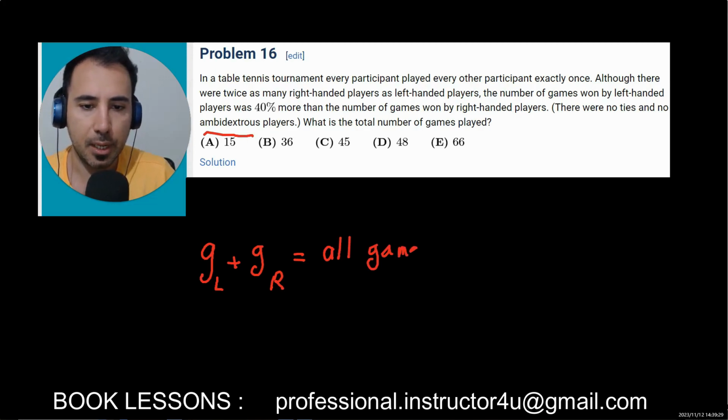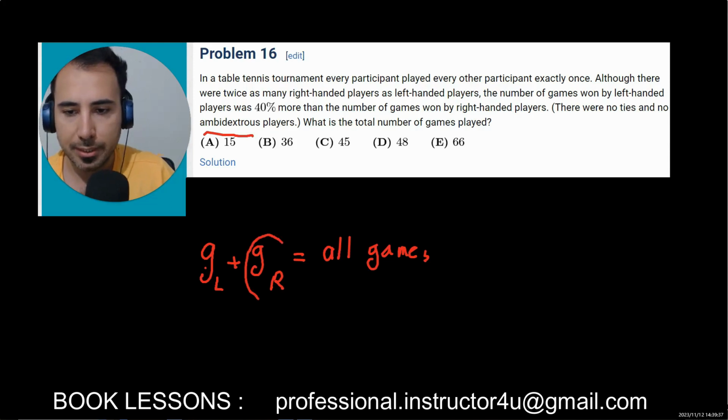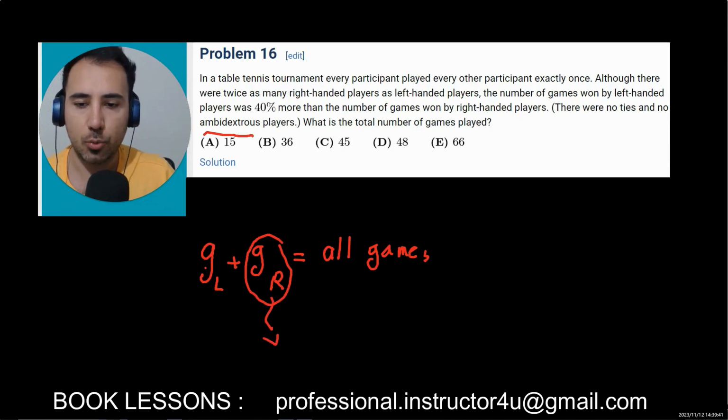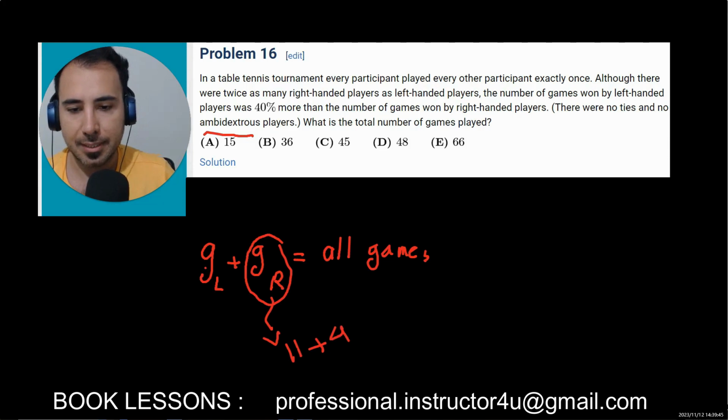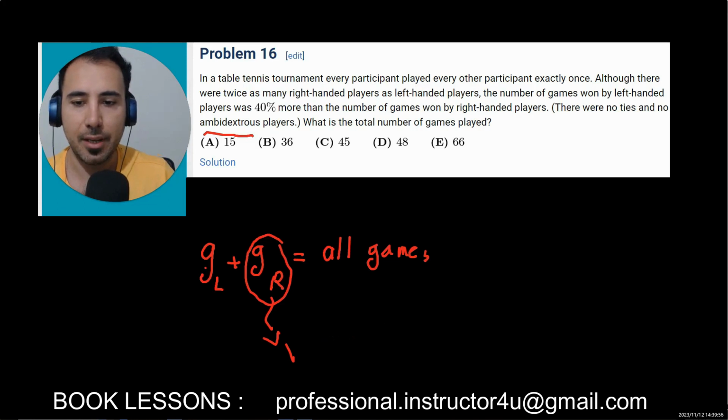Let me write. Here it says that the left-handed is 40% more. So my question to you is, can this number be any integer? For example, can this one be 11? If we add 40% to 11, will that be an integer? The answer is no, it will not be an integer. So that would limit the number of options that we have. Let's apply that.